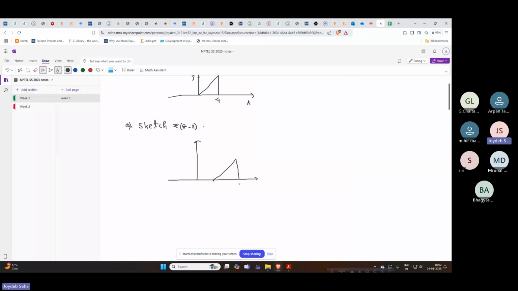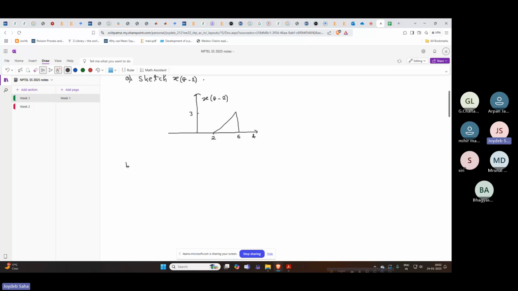It will be like this. This was 4, so it will be 6. This was 0, so this will be 2. And this is 3 as it is. Okay, so this is x(t minus 2) versus t plot. Fine.